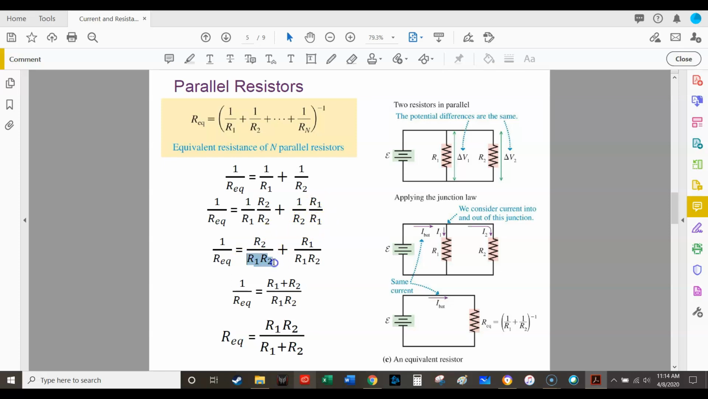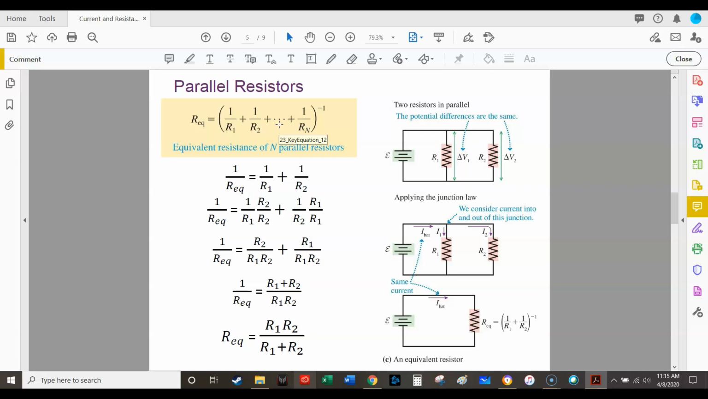And now we have a common denominator. R2 divided by R1 plus R2, and R1 divided by R1 plus R2. And now we have this. That's our common denominator. And now when we flip both sides, here is the final product of that. You can do this all together with multiple resistors. I like to do just 2 at a time, and that way I can just do it in my head.